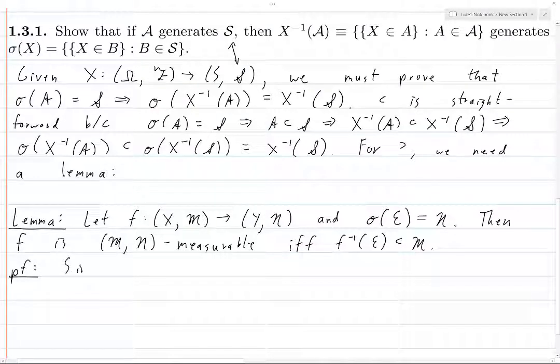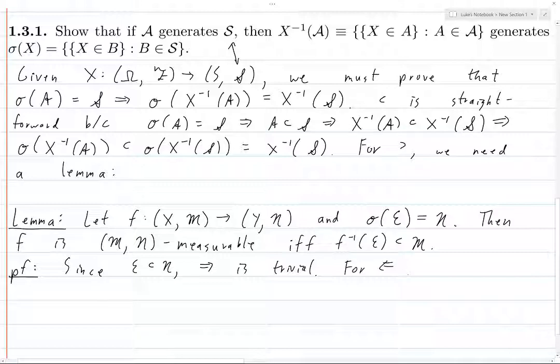Okay, so since E is contained in N, this direction is trivial. Because if the inverse image of any set in N is in M, then certainly the inverse image of any set in E is in M, because any set which is in E is also in N. Okay, so that's one direction of the if and only if statement.